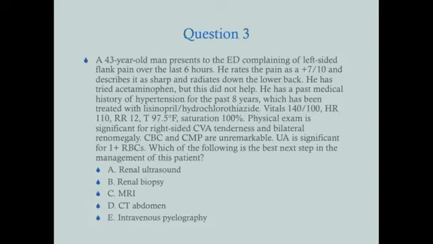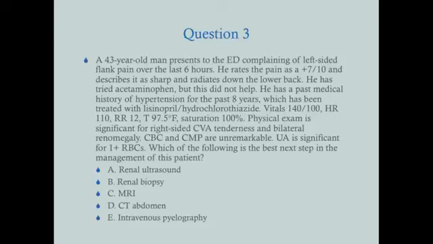Vitals: 140/100, heart rate 110, respirations 12, temperature 97.5, saturation 100%. Physical exam is significant for right-sided CVA tenderness and bilateral renomegaly. CBC and CMP are unremarkable. Urinalysis is significant for 1+ RBCs. Which of the following is the best next step in the management of this patient? A, renal ultrasound, B, renal biopsy, C, MRI, D, CT abdomen, or E, intravenous pyelography?